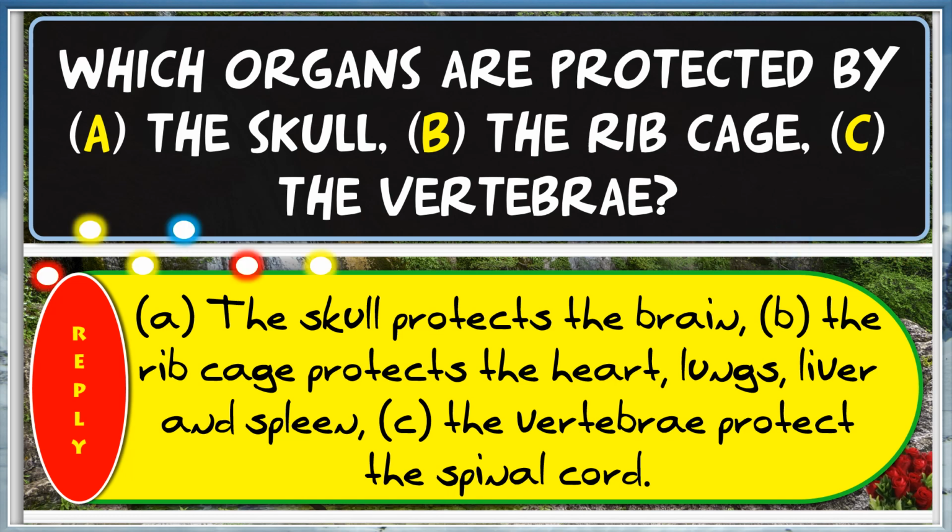A. The skull protects the brain. B. The rib cage protects the heart, lungs, liver, and spleen. C. The vertebrae protects the spinal cord.